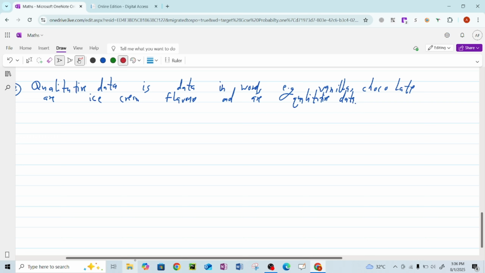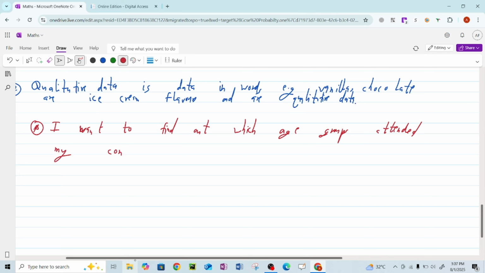Okay, now there's also one thing we have to discuss, that data can also be classified. For example, let's say I want to find out which age groups attended my conference. Okay, now what I'm going to do is I'm going to make a chart like this.